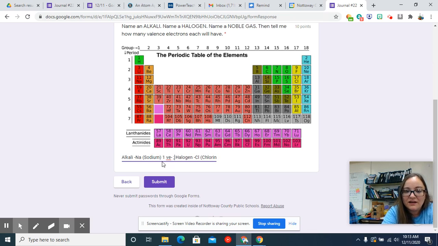All right, and then for our halogens, they are in family 17. Now, everything in family 1 has 1. Everything in family 2 has 2. Then we skip over the 10 transition metals because they don't play by the rules, and we get to family 13. And we're going to subtract the 10 we just skipped over. So everything in family 13 has 3, 14 has 4, 15 has 5, 16 has 6, 17 has 7, 18 has 8. So our chlorine halogen has 7 because it's in family 17.